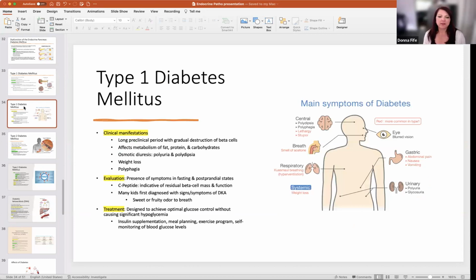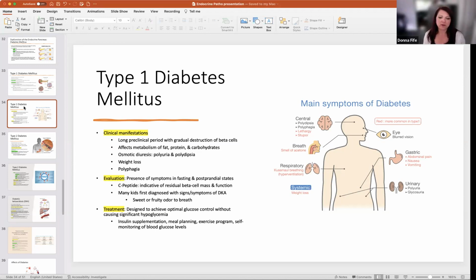More on type 1 diabetes, the clinical manifestations: there's a long preclinical period with gradual destruction of the beta cells. This affects metabolism of fat, protein, and carbohydrates. There's osmotic diuresis, which leads to polyuria and polydipsia. Patients may have weight loss and polyphagia. Evaluation is the presence of symptoms in fasting and postprandial states, and C-peptide, which is indicative of residual beta cell mass and function. Many kids are first diagnosed with signs and symptoms of DKA.